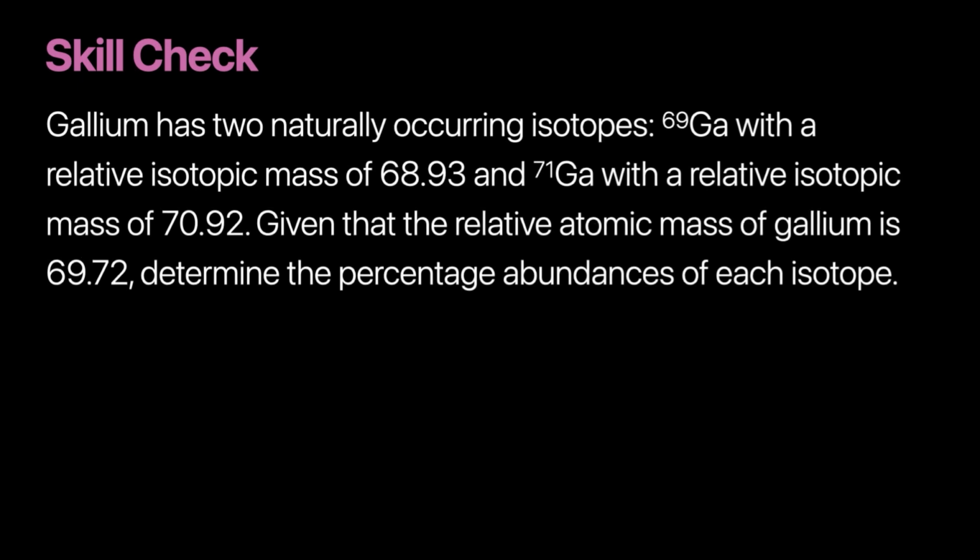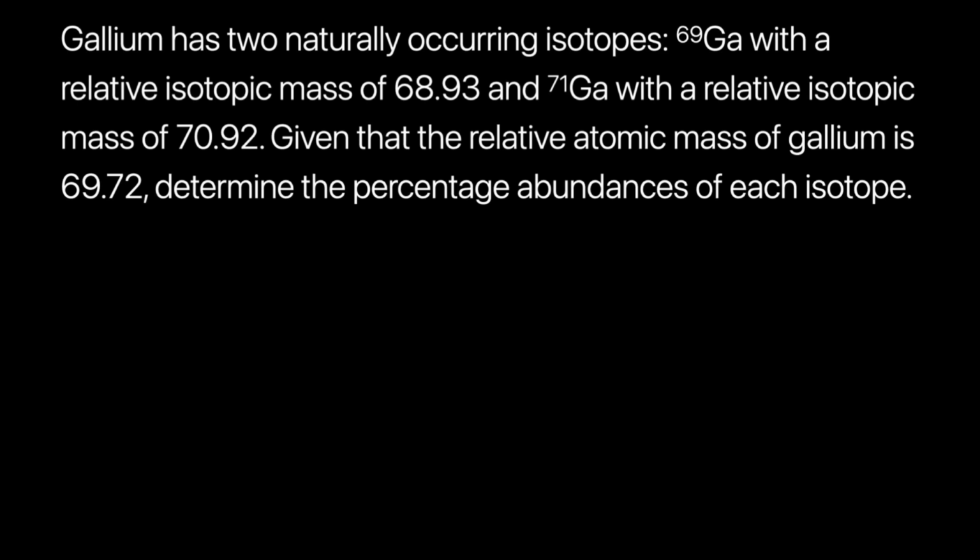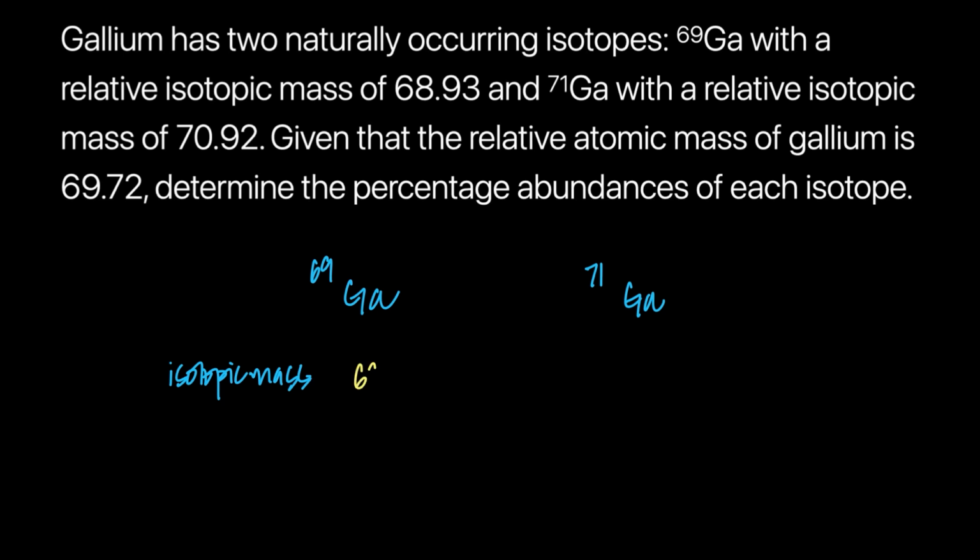Now in this case we've got two different isotopes of gallium, which are 69 and 71. But what's different about this is that their isotopic masses are given more accurately than just mass numbers. So even though it's 69 and 71, the isotopic mass for each of them is, the left one is 68.93, and the mass of gallium-71 is 70.92.